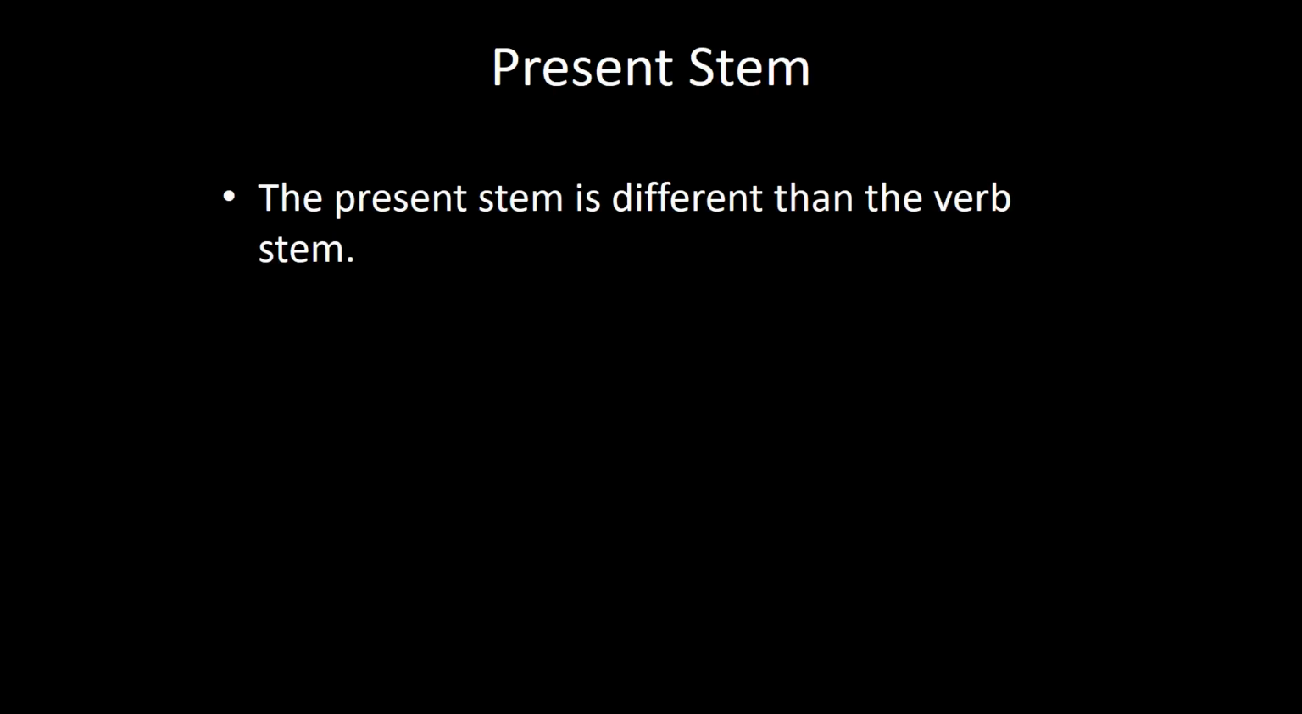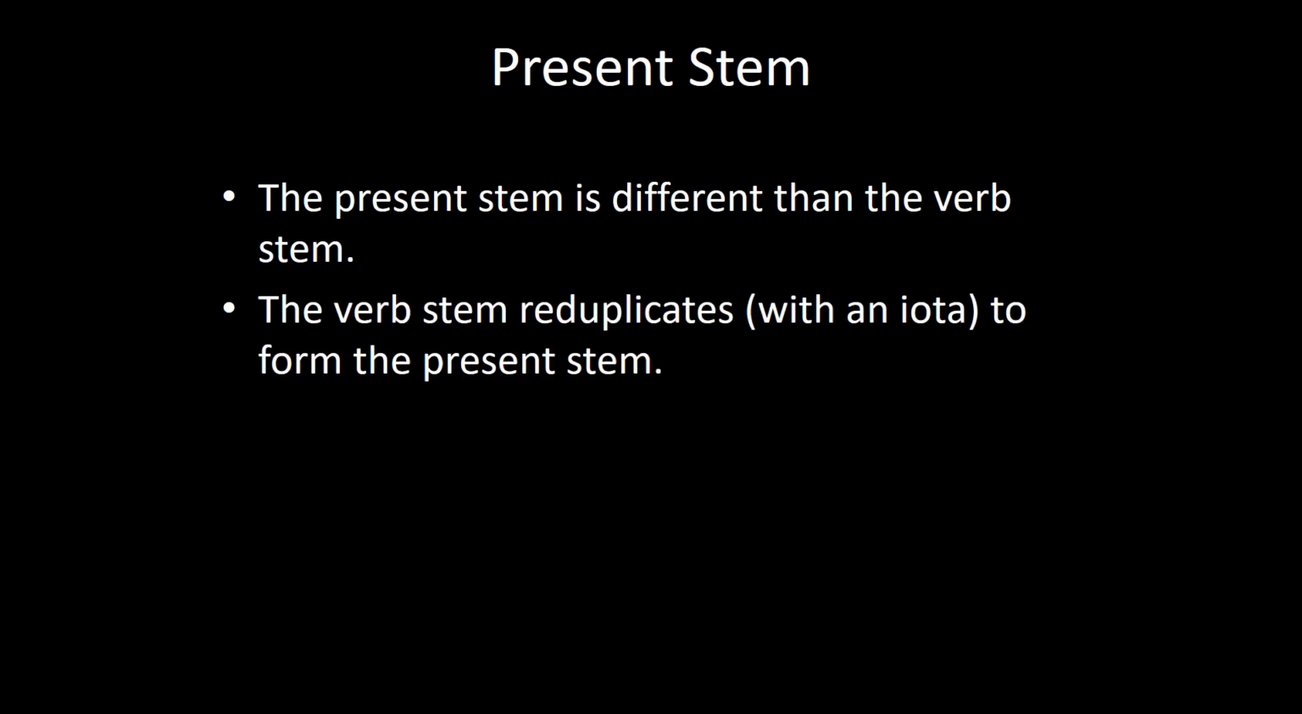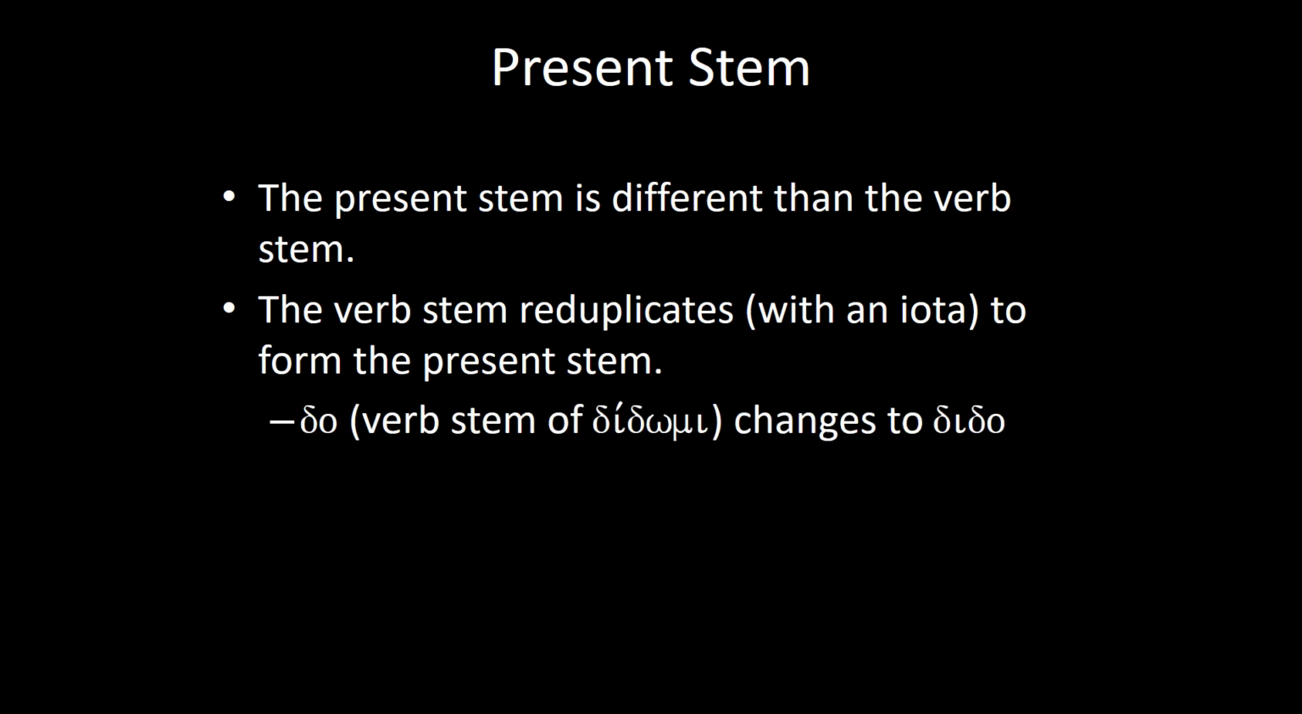When we're talking about mi verbs, we're going to talk about the present stem, and we're going to talk about the verb stem. The present stem is different than the verb stem. The verb stem will reduplicate using an iota to form the present stem. So, for example, we have the verb didomi, which means I give. The verb stem is do. It reduplicates using an iota and becomes di-do. So do is the verb stem, di-do is the present stem.